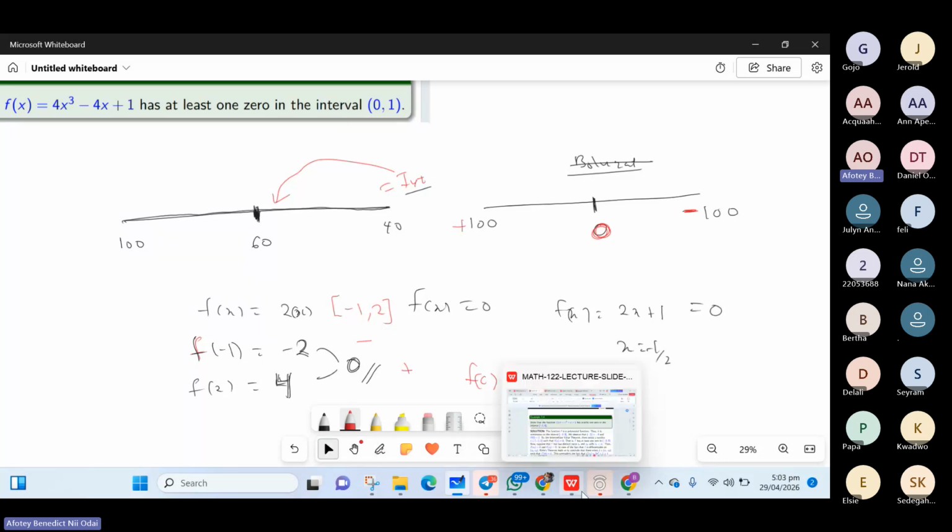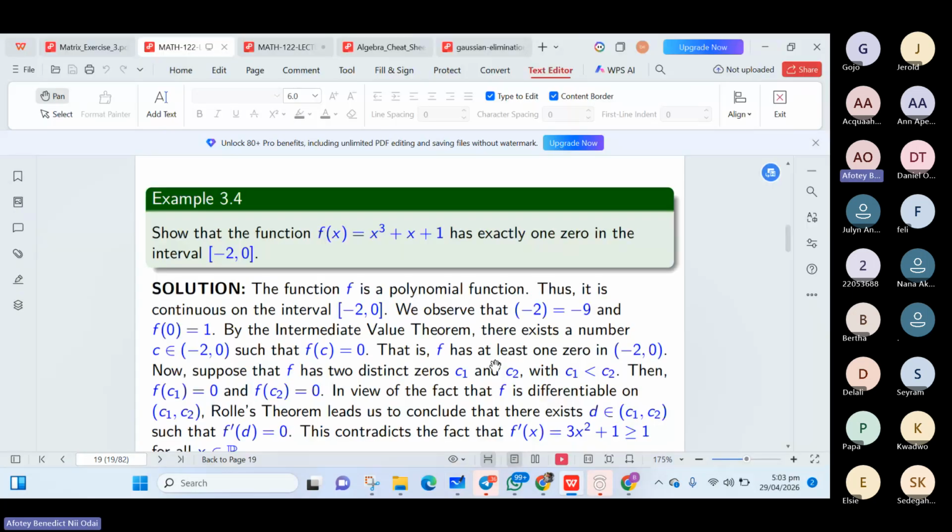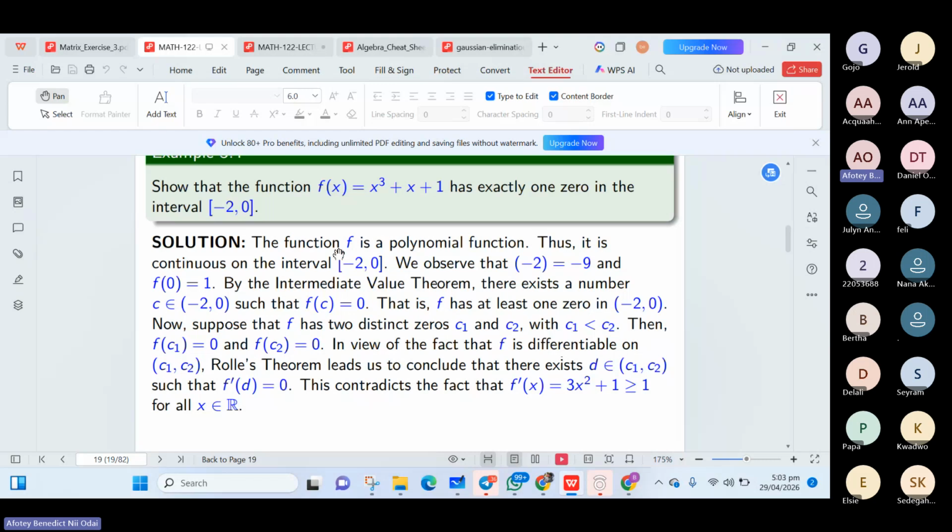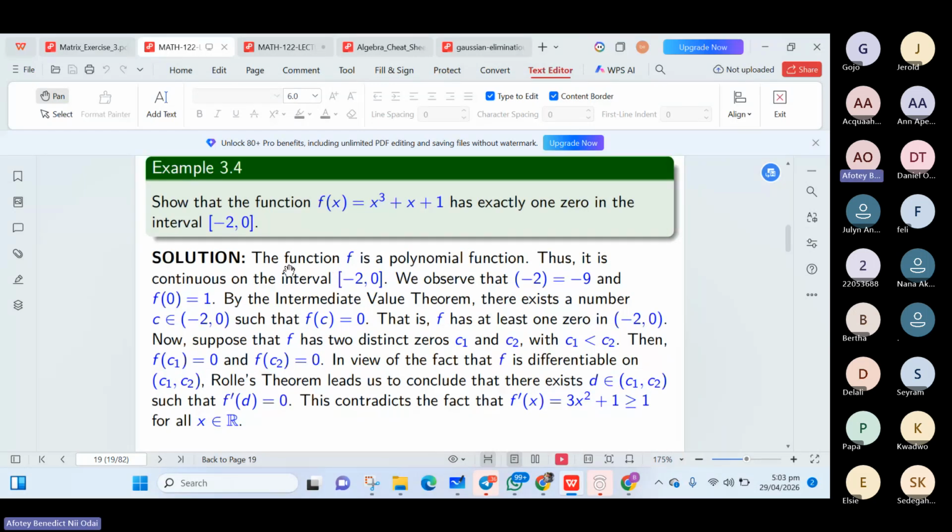This is basically what Bolzano's theorem is saying. So let's go back to our question. Let me use this solution. Let me not write everything again. It says to show that there is exactly 1 zero in the interval. First of all, to show that a function has 1 zero, you have to show that there is a zero. Do we get it? So how do you show that there's a zero? You show by Bolzano's theorem that there is a c in the interval.